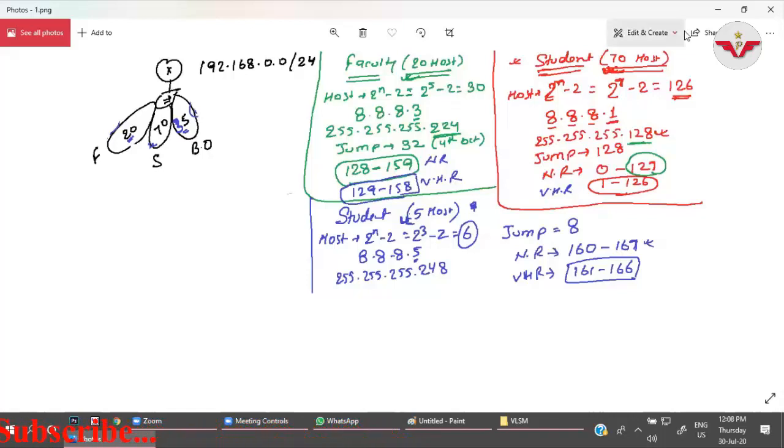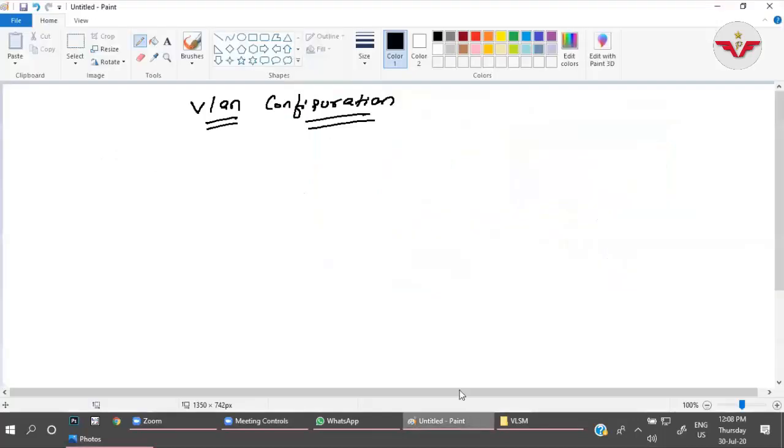Okay. So before I proceed further in this task, I just want to cover a few things. There are three types of VLAN configuration. What are they? Let me discuss that.